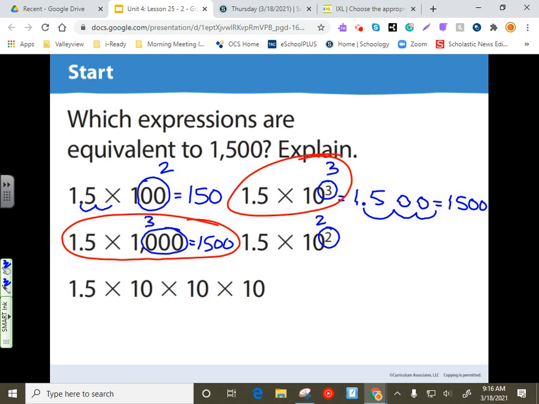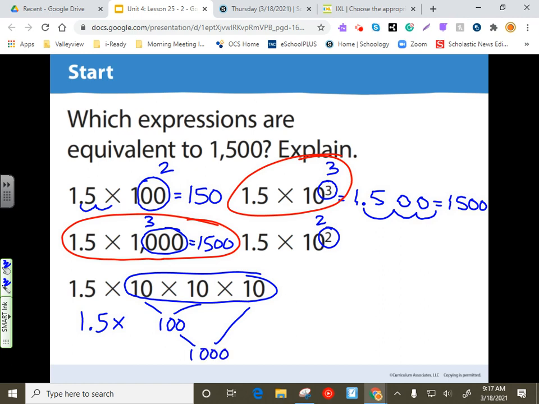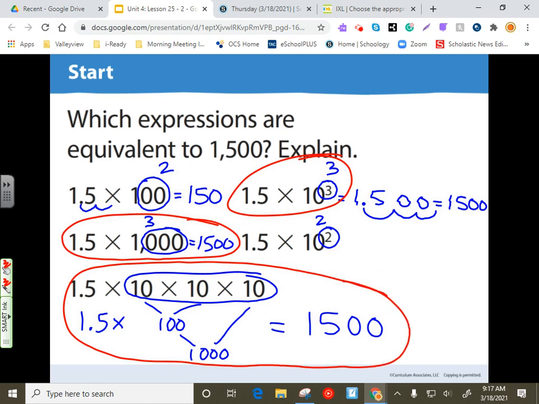So that's not it. And for this one, this is 1.5 times, if you do these together, 10 times 10, that's 100. And if we do 100 times 10, that is 1,000. So this is 1.5 times 1,000, and that gives us 1,500. So this one would also be representing that. So lots of different ways to multiply and move our place value in that case.